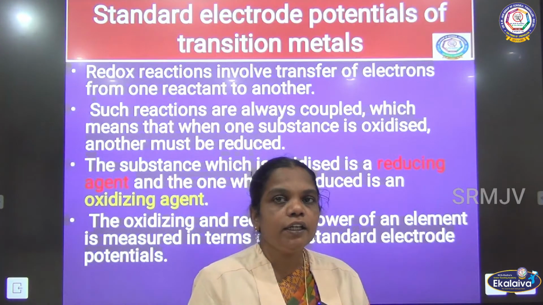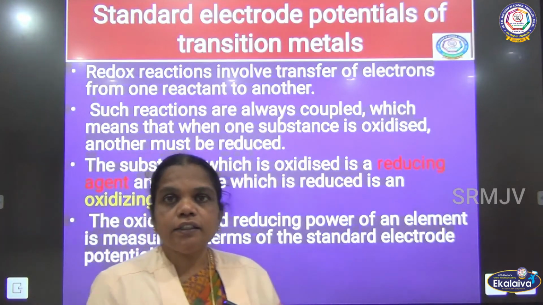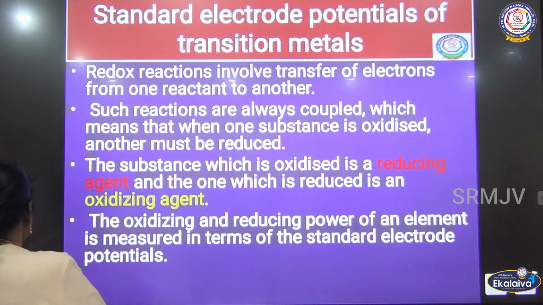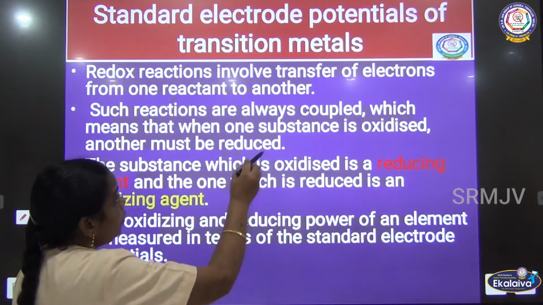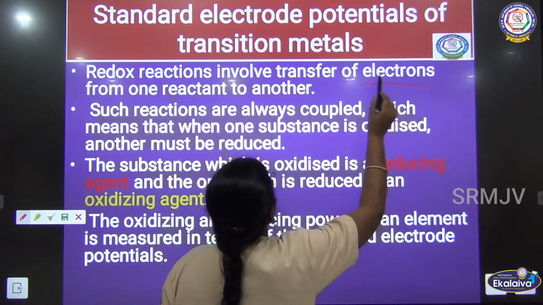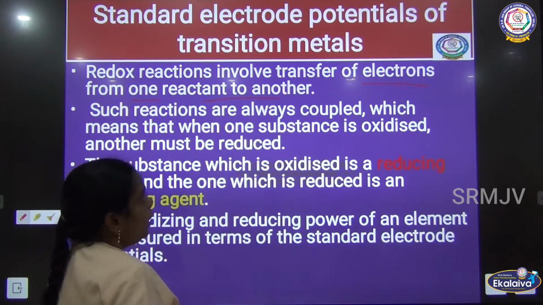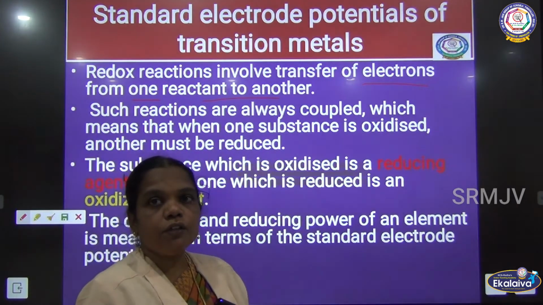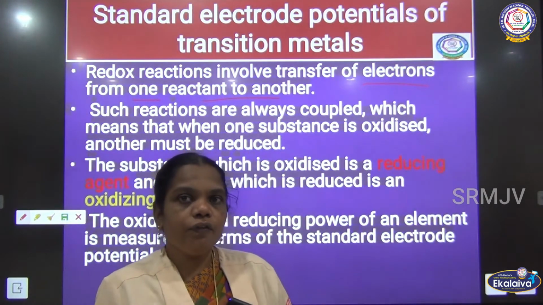You know that already in the redox reaction the oxidation and the reduction are going to take place. So oxidation means the loss of electron, and the redox reaction involves the transfer of electron from one reactant to another reactant. Because how is the transfer of electron going to take place? By loss of electron and gain of electron.